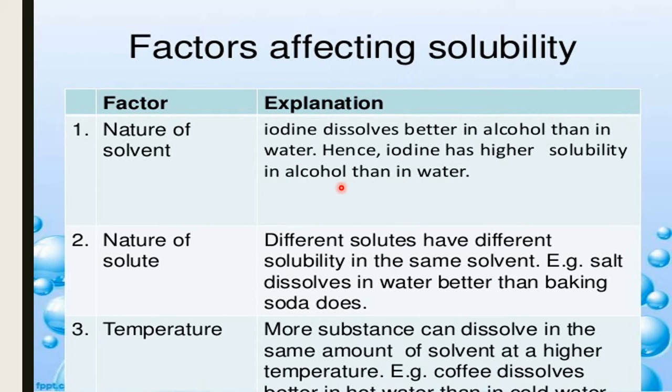For example, let's say you have a salt. Salt dissolves readily in water but not in solvents like alcohol or other solvents. Iodine is almost insoluble in water, but dissolves very well in alcohol. So that's the explanation about the nature of the solvent.